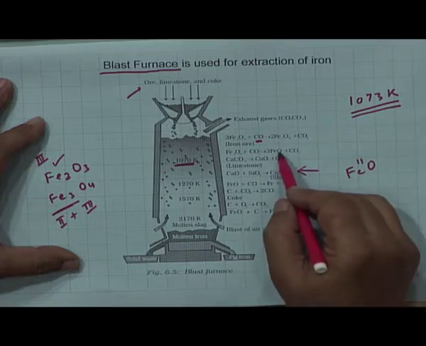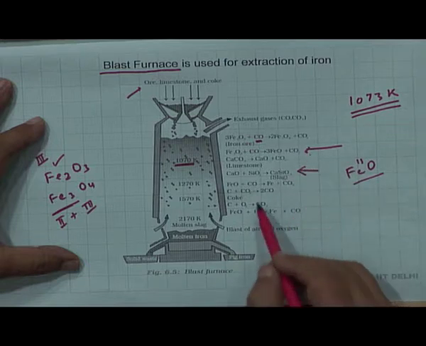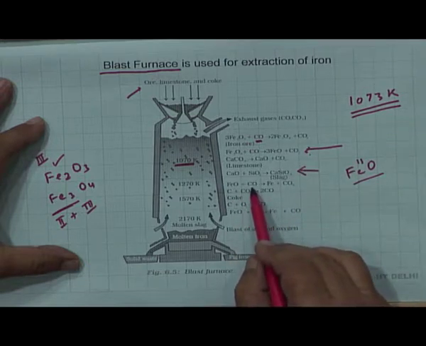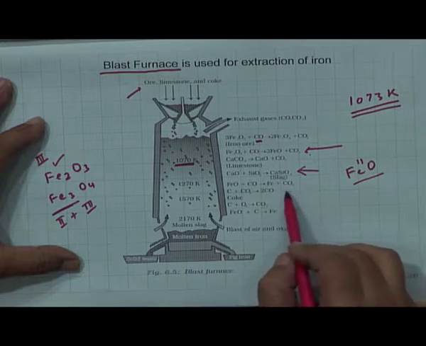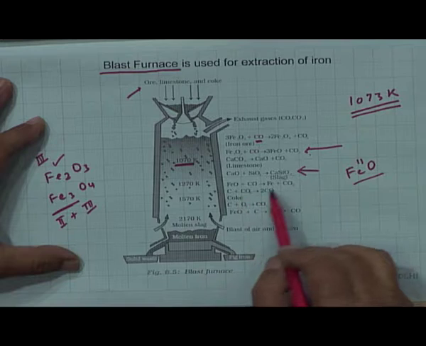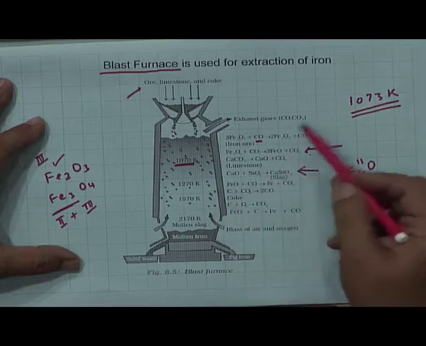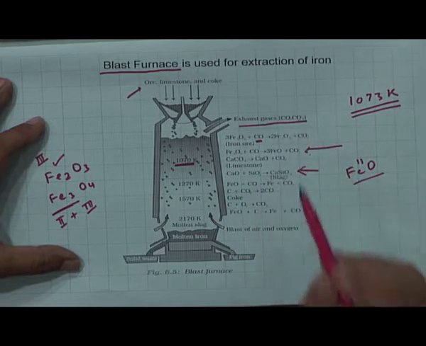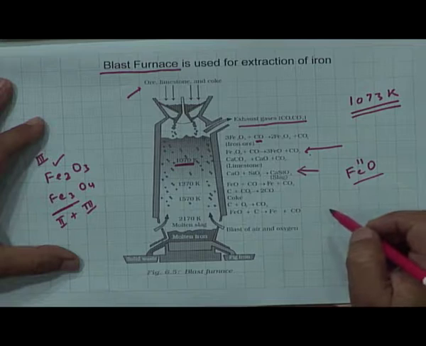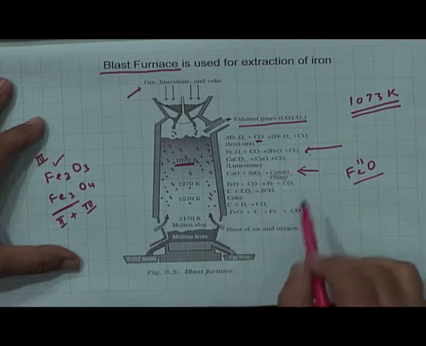And this iron 2 oxide which is formed at this stage will be again reduced by CO or carbon monoxide to metallic iron, and a lot of carbon dioxide will be produced, and this all will basically go out as exhaust gas. So, overall you will get iron.